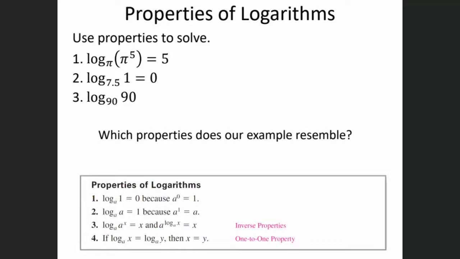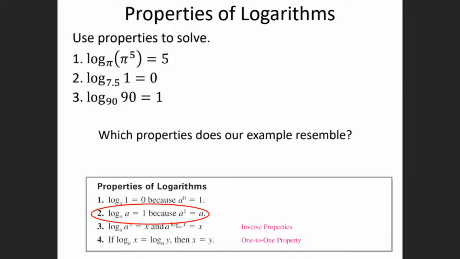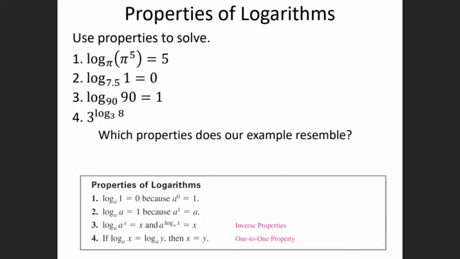Log of base 90, input 90. Hopefully this one is easy to see, right? Which one is this one? This is my identity property, right? That property number 2, that when I have the log of some base and it's the same thing that I'm inputting in, the answer will always be 1, right? It's this one. Log of base A with an input A, the value will be 1. Okay. All right, how about this one?